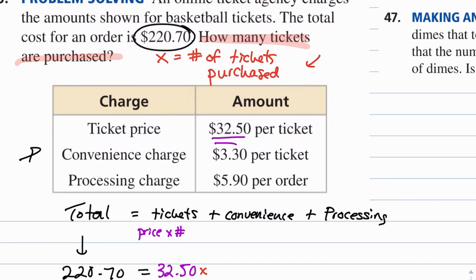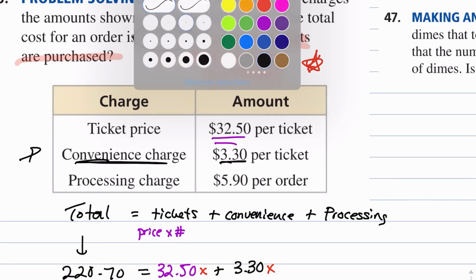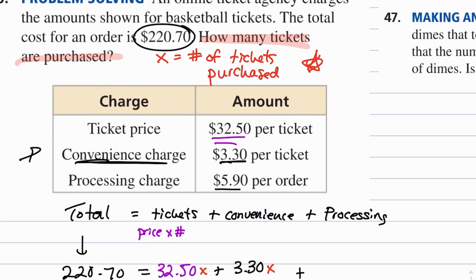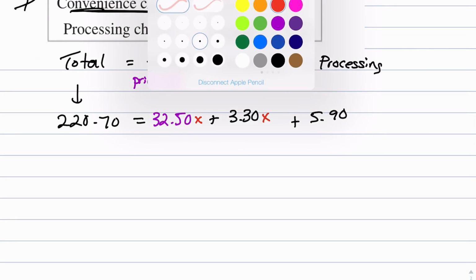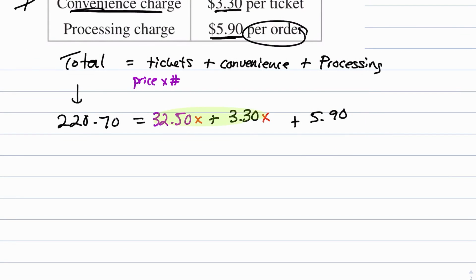Now I'm going to add the convenience fee. The convenience fee is $3.30 for every ticket. But again, I don't know how many tickets I bought. That's my variable. So it's $3.30x. Now the processing fee is a one-time fee. It's $5.90 every time we make an order. So we can just say that was $5.90. So we're just going to combine like terms, right? We have some x's that we can combine. If I had 32.5 x's and I added 3.3 more of those x's, that'd be 35.8 of those x's.